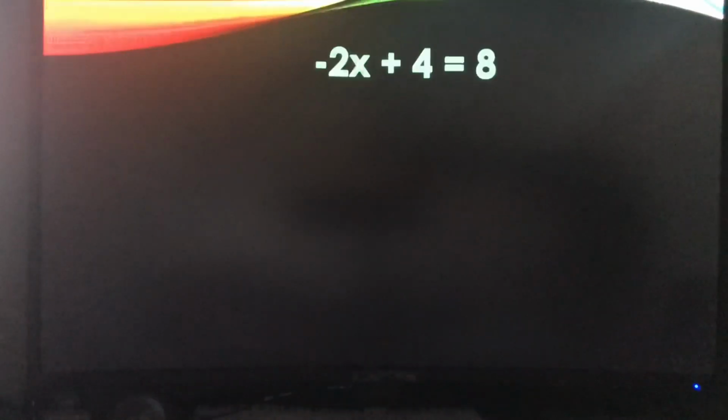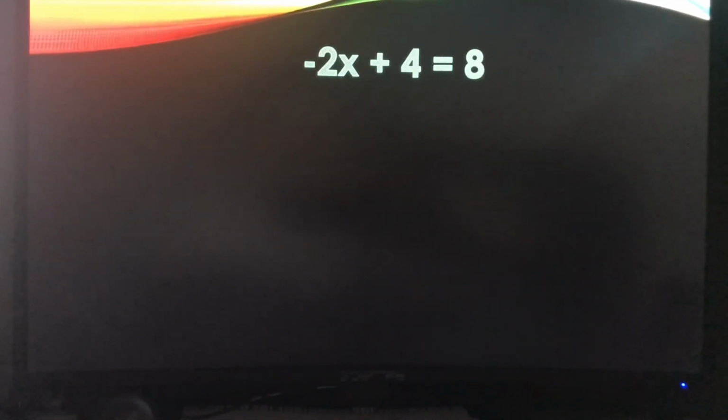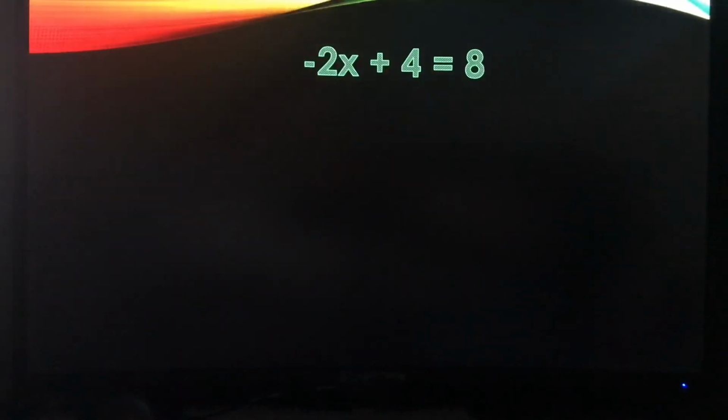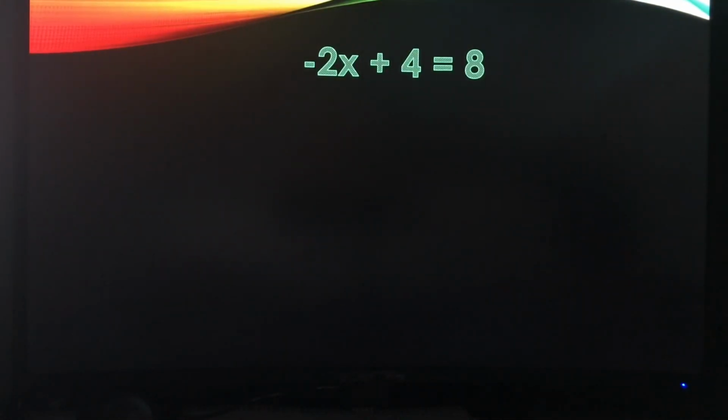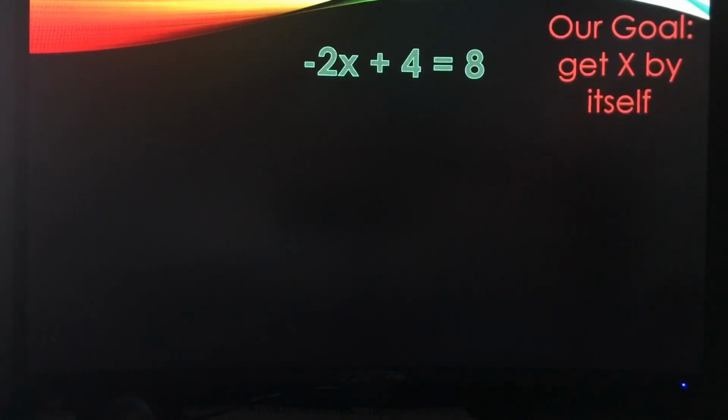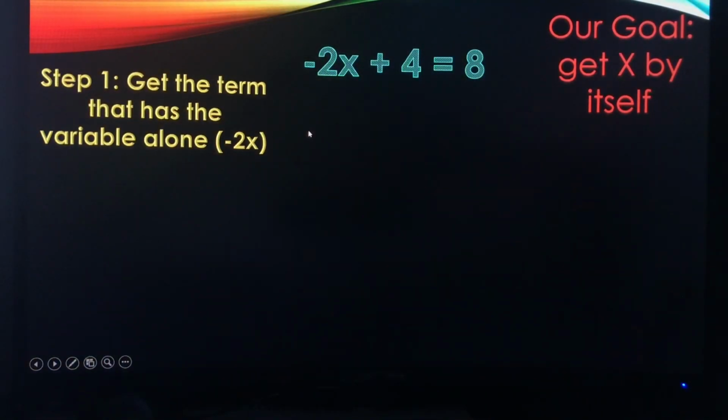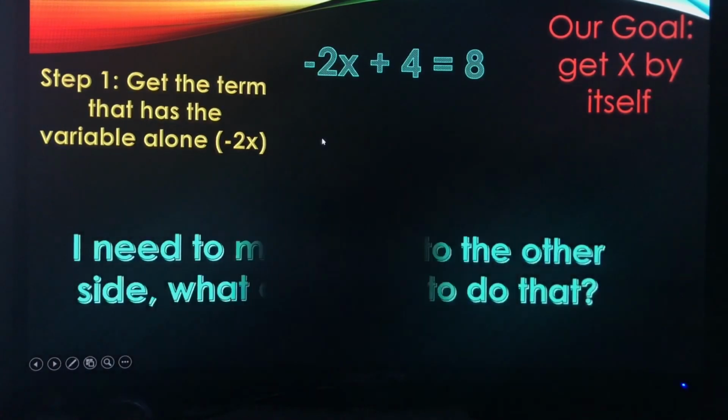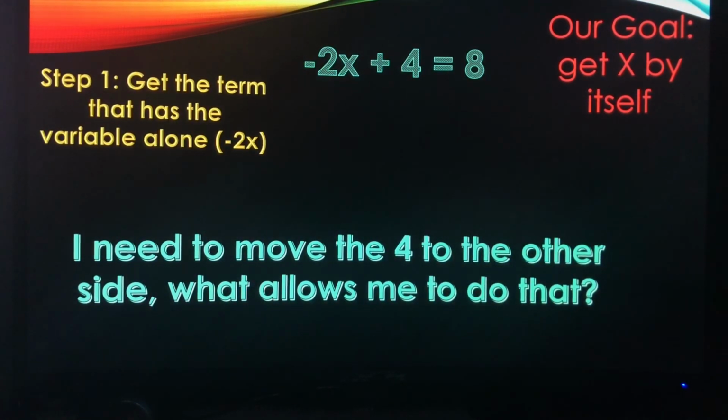So here is our equation. I have negative 2x plus 4 equals 8. Okay? So remember, our goal, and it's always going to be our goal, is to get x by itself. So I want this variable x to be completely alone. Nothing else with it. Okay? So the first step, get the term that has the variable alone. So I'm going to focus on getting negative 2x by itself. Well, how do I do that? I need to move the 4 to the other side.